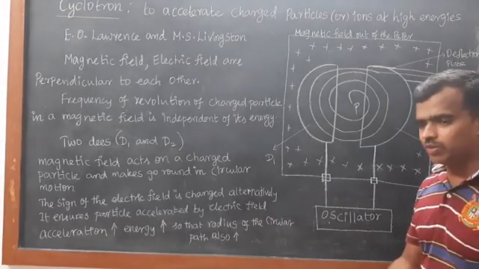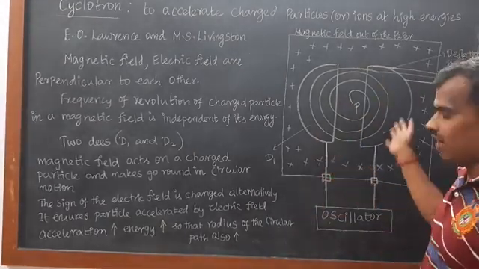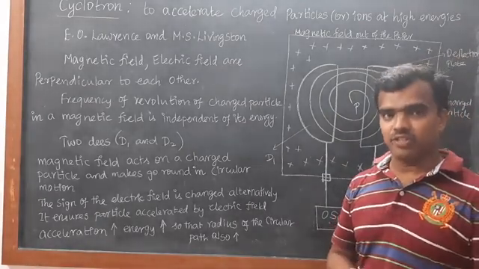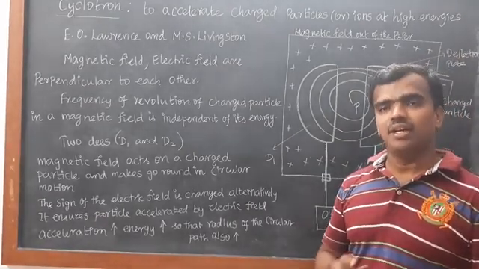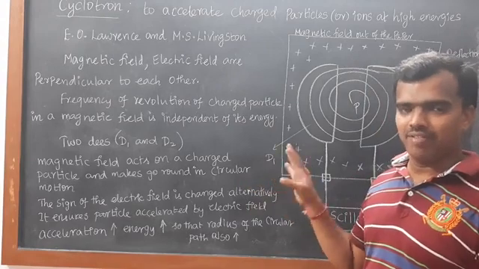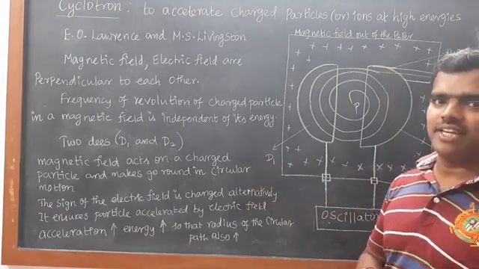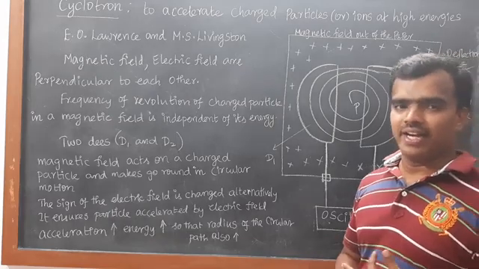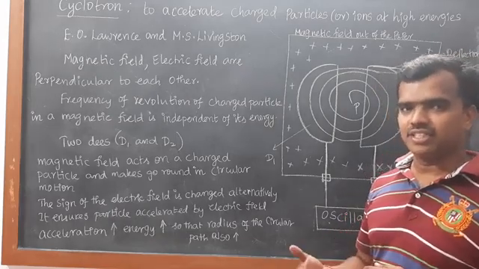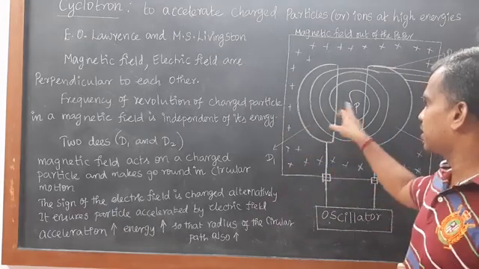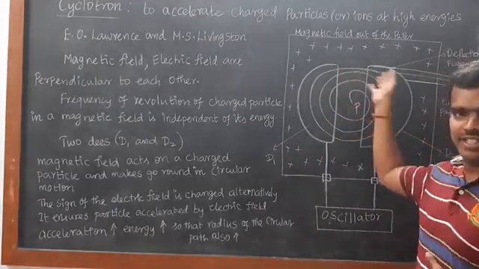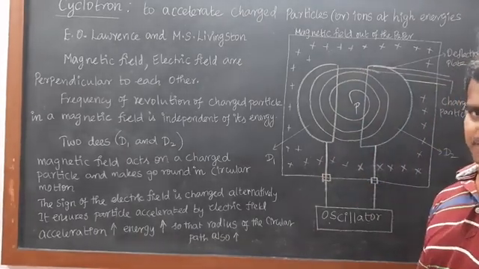During operation, we change the polarities of the electric field. Due to the polarity change, the particle's energy increases. As the energy increases, the circular path also increases, that is, the radius increases, and the particle is ejected out at high energy.